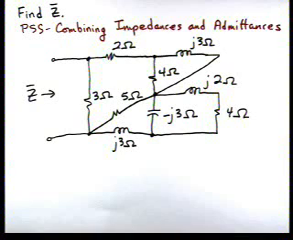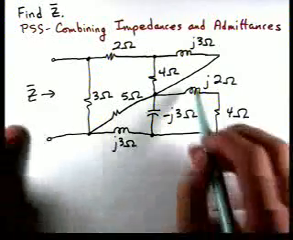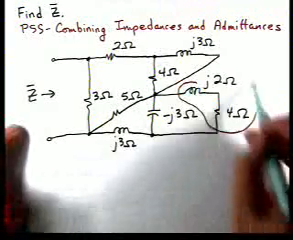In this problem, we want to find the impedance Z, and we're going to use our problem-solving strategy entitled Combining Impedances and Admittances. Basically it says when you have elements in series, you combine them as impedances. When you have elements in parallel, you combine them as admittances. So if we look at our circuit, for instance, this is a start.